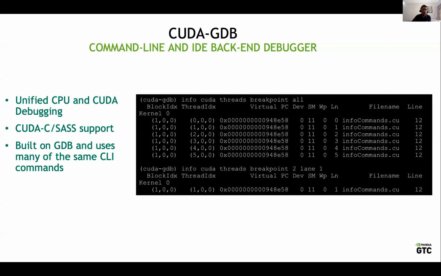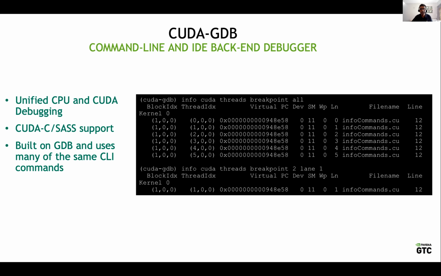Yeah, just some more detail on the CUDA GDB. As I mentioned, it's a unified debugger. It shows you both, you could be doing single stepping or viewing the state at the GPU assembly level, which we refer to as SASS, or at the high level CUDA C level. It is built on GDB, so it's basically an extension to that syntax.